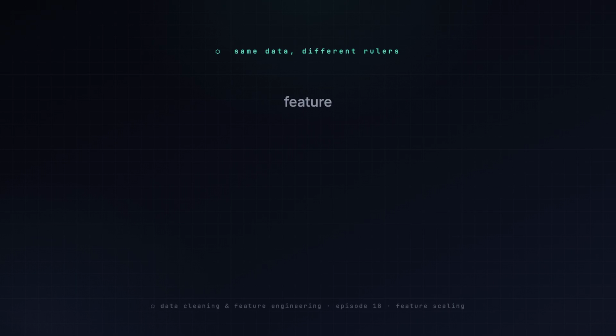Last episode we built target encoding and saw how easily it leaks. Now the numbers themselves are clean, but they are on totally different scales, and that quietly breaks a lot of models. Let's fix the rulers.